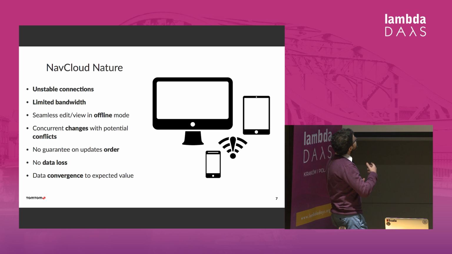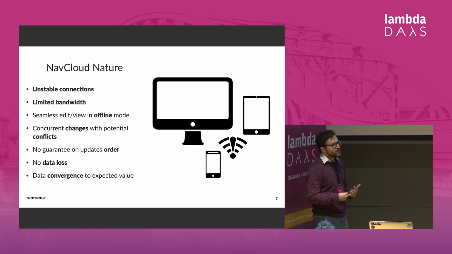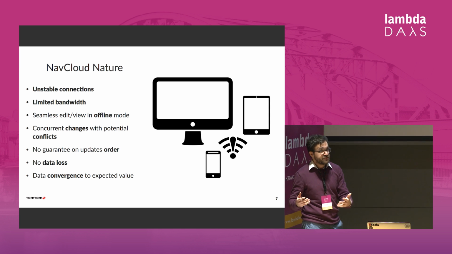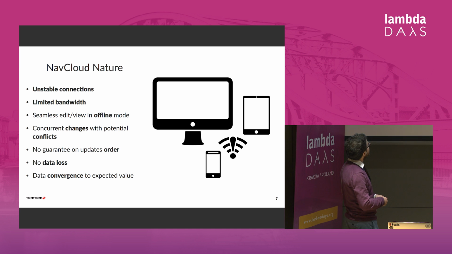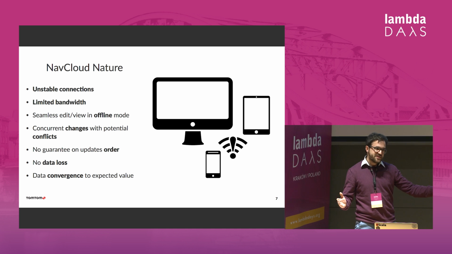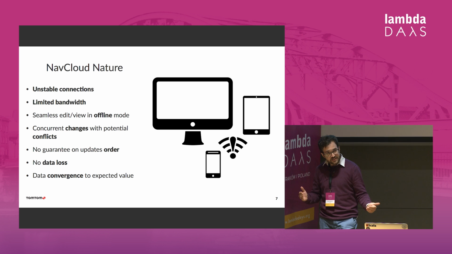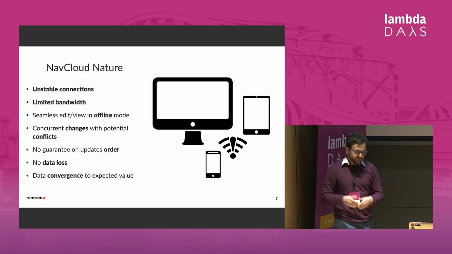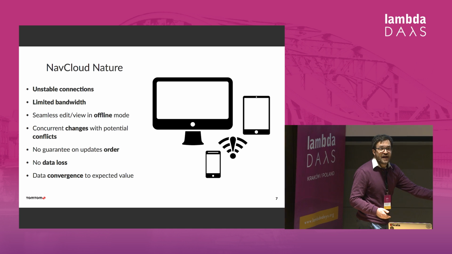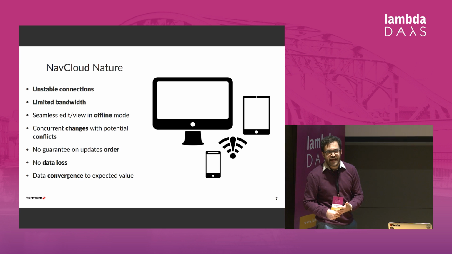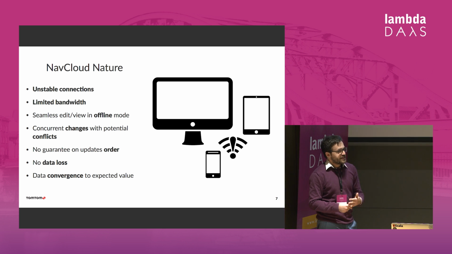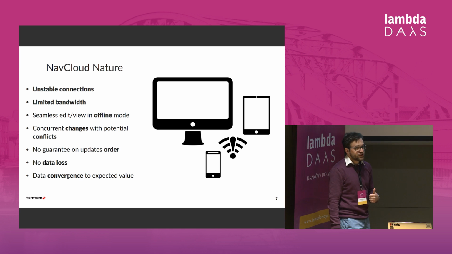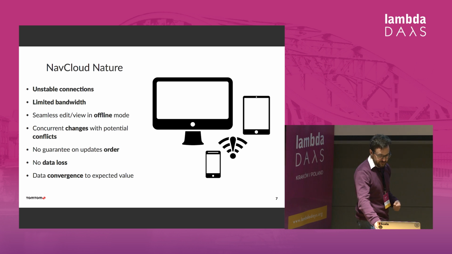So the characteristic is that the connection is unstable, bandwidth is limited, and the user doesn't want to wait until he gets internet to apply updates to his information. He wants to seamlessly just change things. And of course, because the duration of disconnection is long, you may change things concurrently, and these changes may be in a conflicting state. And of course, order is not guaranteed. If I change something now, it may reach the server an hour later, and some other changes can happen meanwhile. And of course, the user cannot accept data being lost, and this is against the legal requirements. And of course, data should converge to the value that the user most probably expects.